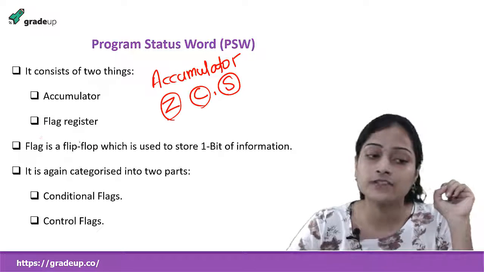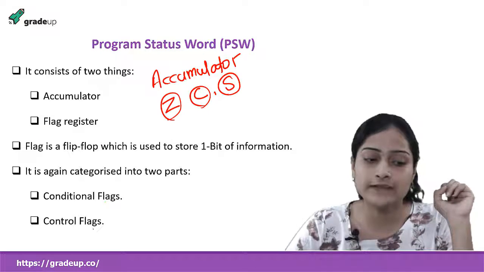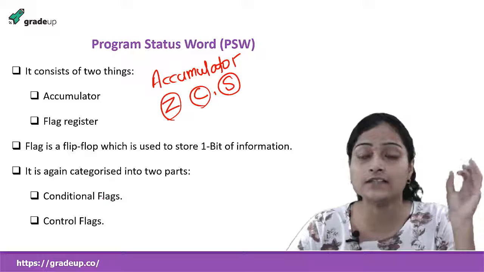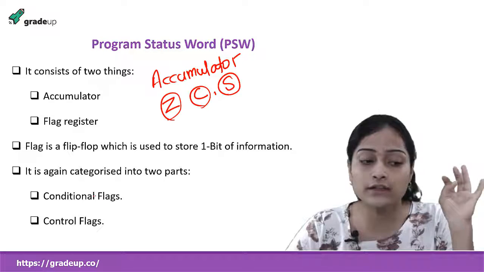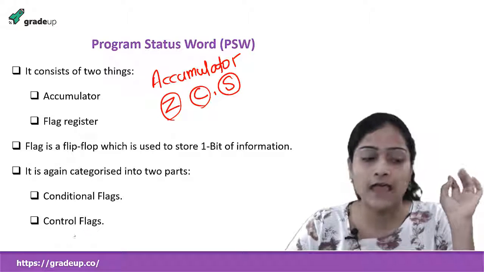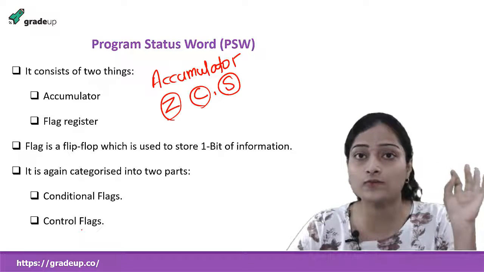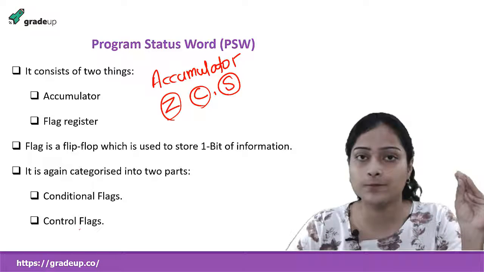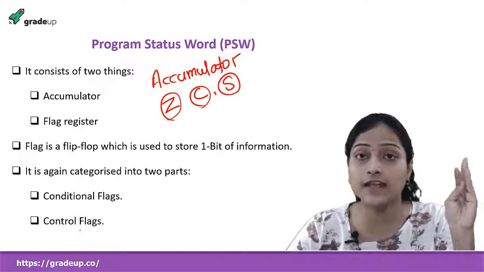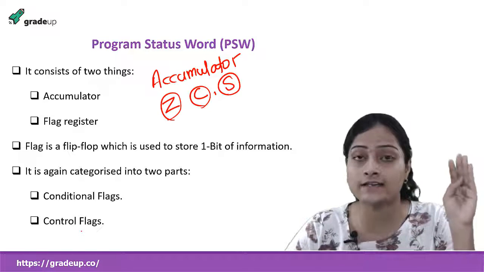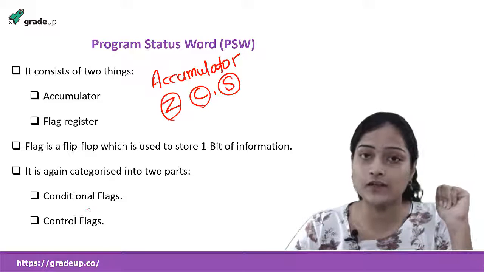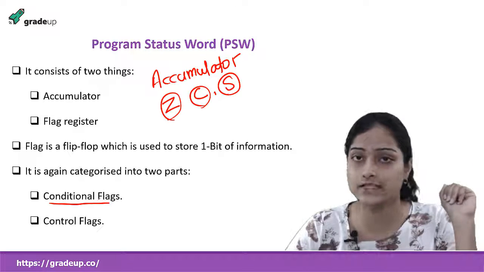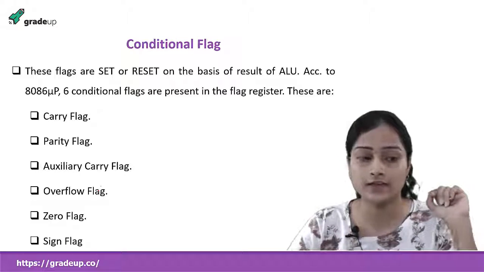Then again, it is categorized into two parts: conditional flags and control flags. This conditional flag is used to hold the conditional data, which is like carry data, sign data, 0 bit. All this information will be stored in my conditional flag. And this control flag stores the control flow information for program execution. What type of information is it going to store? Interrupt, direction flag, which will tell in which direction you are going to perform your indexing operation, and so many things. In this video lecture, we are going to study the conditional flag because it is important for our syllabus. Let us see what is conditional flag in detail.